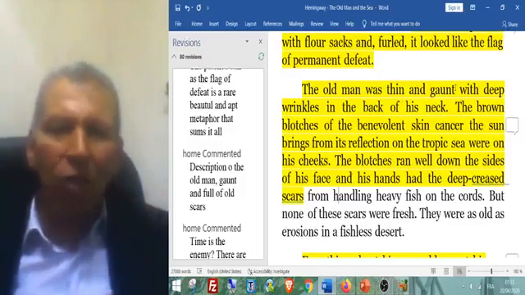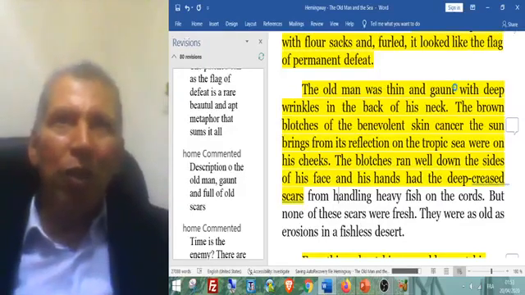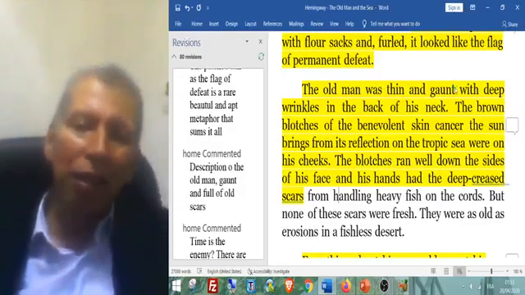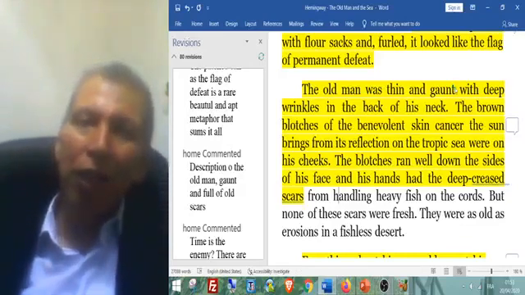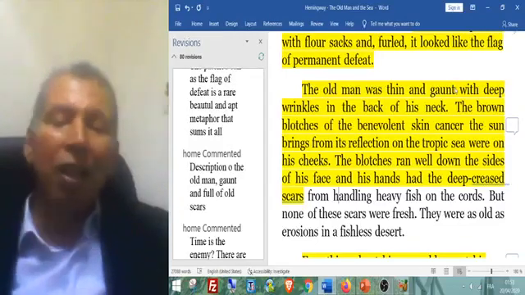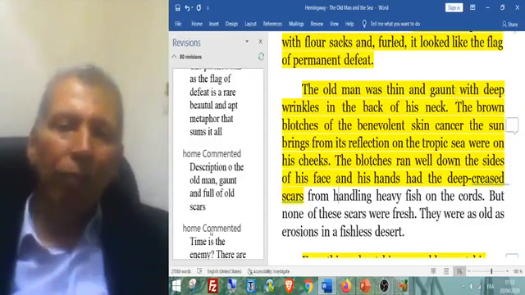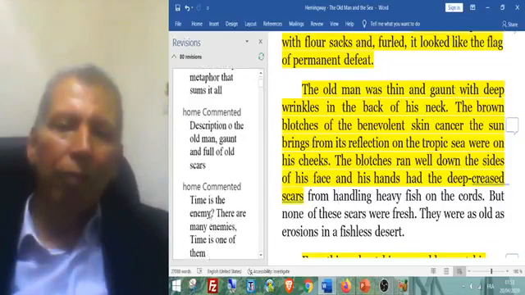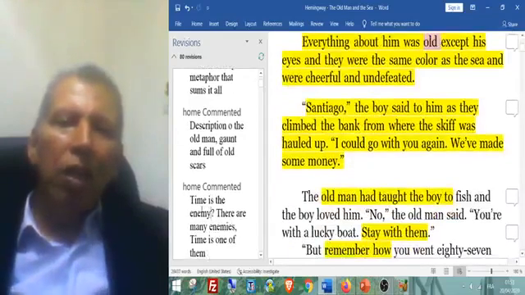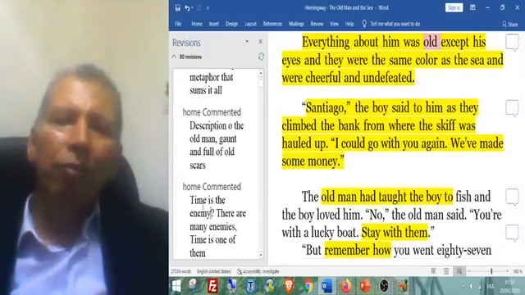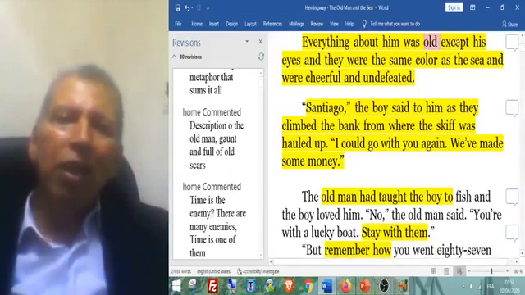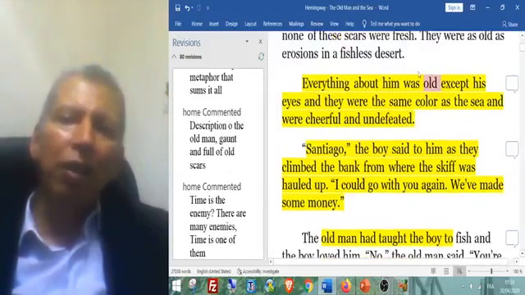But none of these scars were fresh. Which means that before the 80 days of bad luck, he had some luck before, but now it seems that luck has run out. So nature has its effects on Santiago, that is his name, but he has other rivals and other enemies in the story.